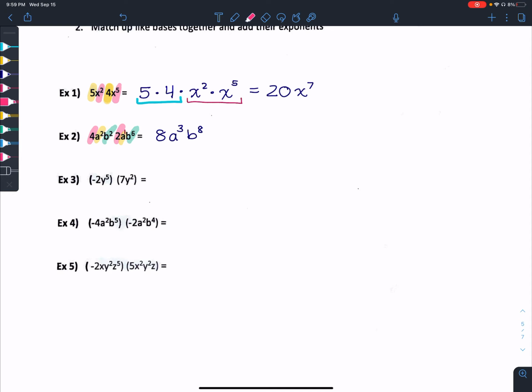Okay, next one. Now we have coefficients with negative numbers. That's fine, we just multiply them as we normally would. Negative 2 times 7 is going to give us negative 14. Y to the power of 5 times y to the power of 2. Sorry, I misspoke earlier. 5 and 2 get added up, and we get y to the power of 7.